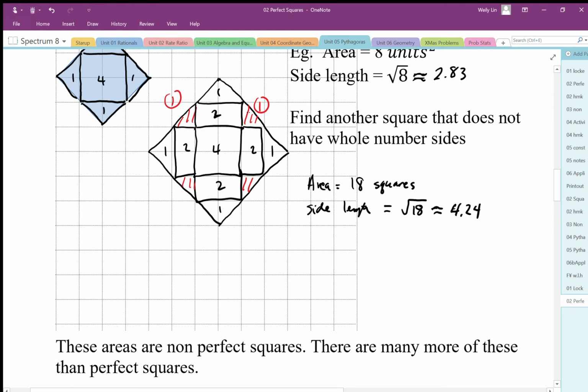So I'm going to show you another way that we can draw. That's the easy version. I'm going to give you a slightly harder version here. And I'm going to draw a square this way.